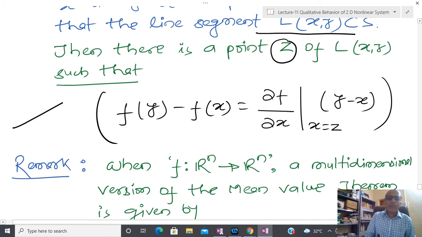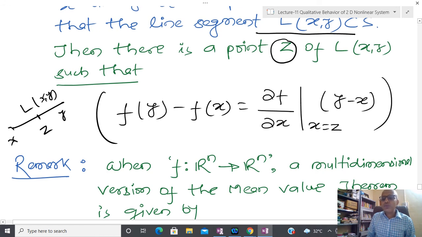So I have a line through x and y, this line is L_xy, and suppose I have a point z on it. I can show that f(y) minus f(x) divided by y minus x is nothing but the derivative at some point, x equal to z. So this is the mean value theorem. Please check the interpretation and these kinds of things yourself, because that is straightforward.